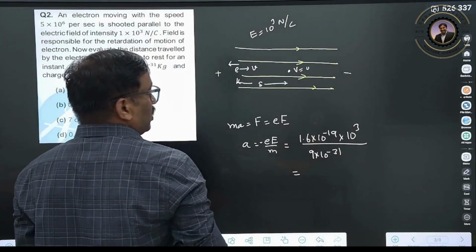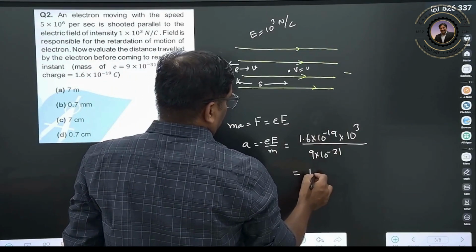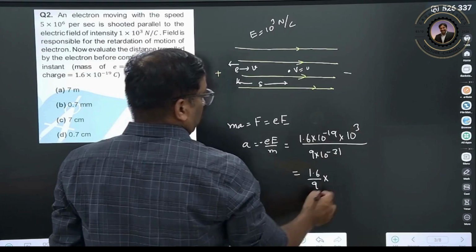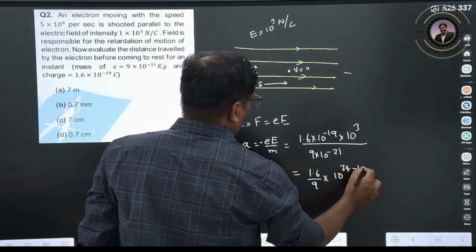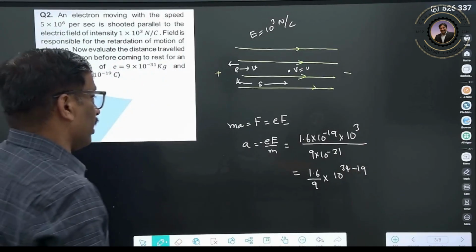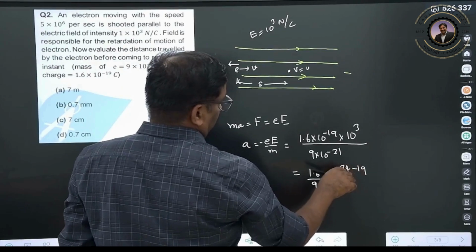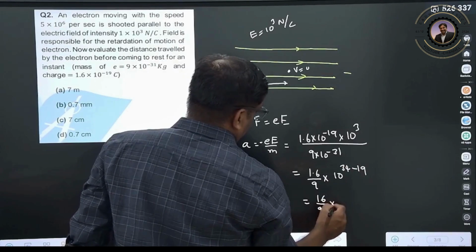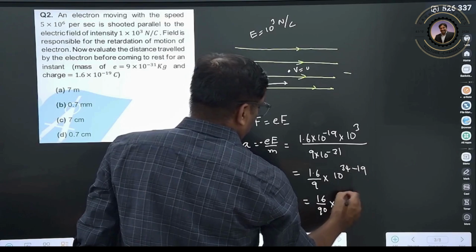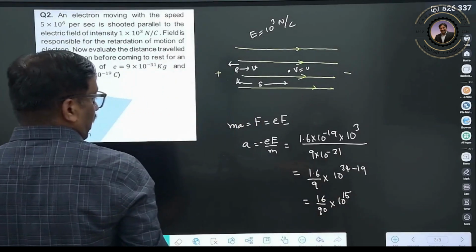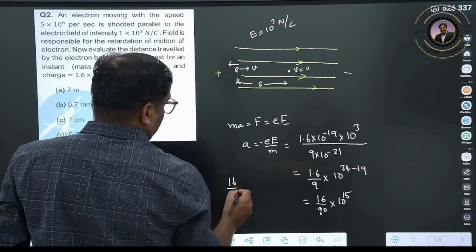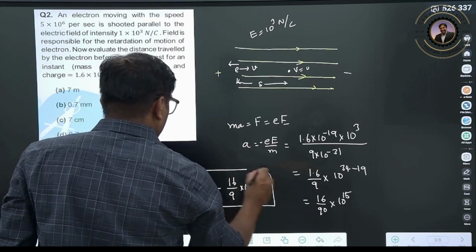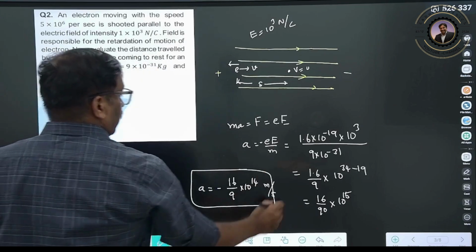So how much will it be now? Taking the top, 1.6 divided by 9 into 10 to the power of 34, so 34 minus 19, clear? So 19 means 20, so 14, 15. So 1.6, or 16 by 9, into 10 to the power of 14. So this will be your retardation here, very huge. Clear? In meters per second squared.